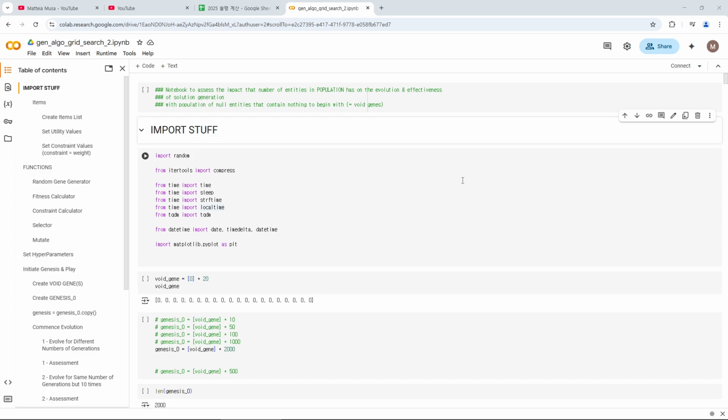So in other words, I'm just going to be testing how different sizes of population affect the overall outcome or overall performance of entities at the end of the evolution after a certain number of generations. Mostly it's just 3,000 generations, but we'll see.